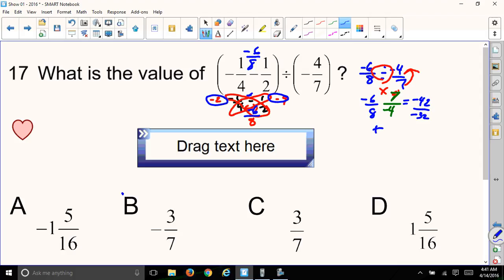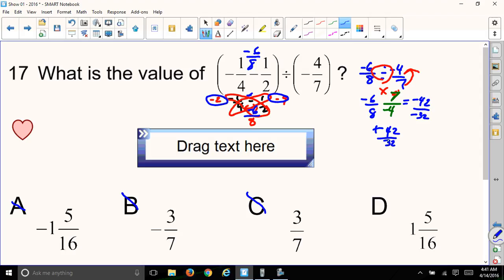So automatically, B is gone, and so is A, because those are negative answers. So now I've got 42 divided into that, so that's going to be my answer. 42 over 32 would be my answer. So I'm going to say, wait a minute, look at C, and that's 3/7, which is a regular fraction. So this would be an improper fraction, which is greater than 1. So I'm going to say C is gone also. So I know my answer choice has to be D.